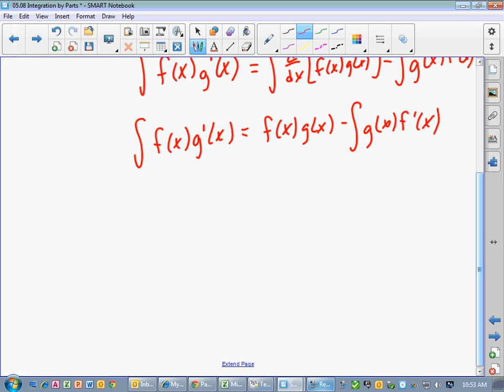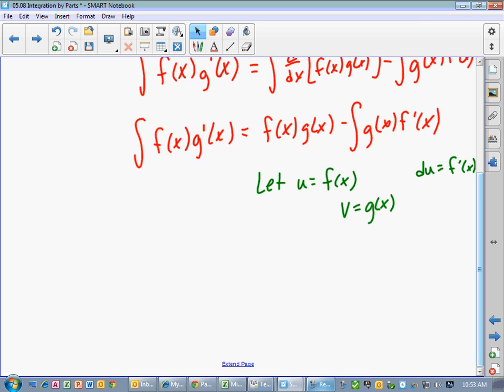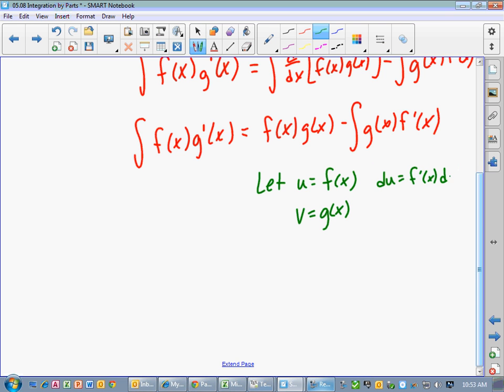Now I'm going to simplify it a little bit using u and v. I'm going to say let's let u equal f of x and v equal g of x. Okay. If I take the derivative of u, I'll call that du, we get f prime of x dx. And if I take the derivative of v, I get dv, which would be g prime of x dx.